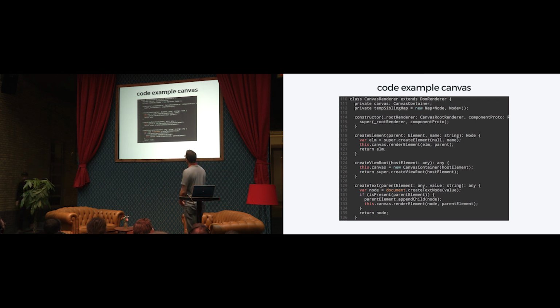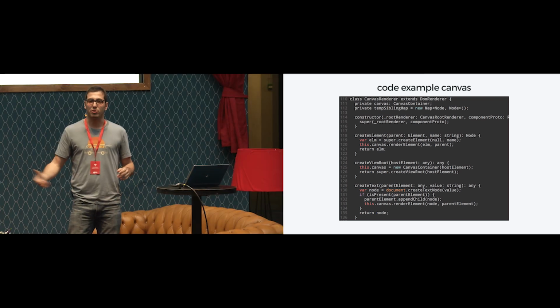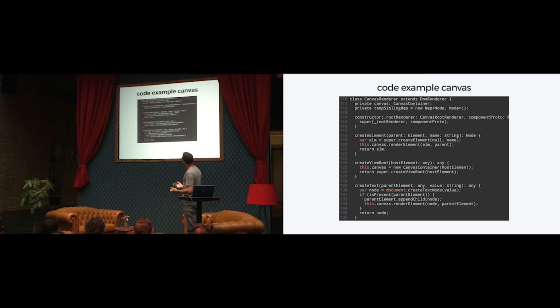So if you see what we tried to do here, we created a custom renderer named Canvas Renderer that extends the DOM renderer. And for each method that you saw before, like create element, create view root, create text, the internal implementation is made for the platform or the client that we want to run our application on. In this case, we are doing it for the canvas. So we create the element, render the element, create the container for the canvas. If you have played at least once with Canvas, this syntax looks pretty familiar.